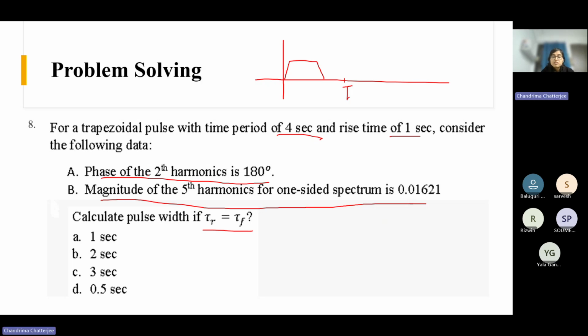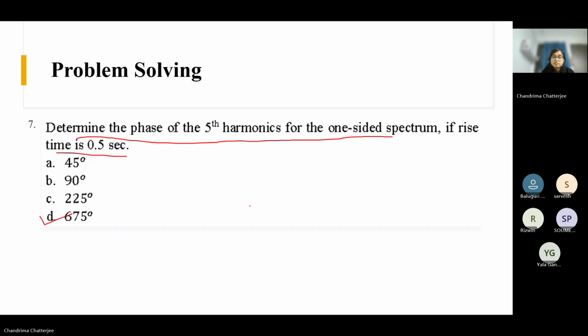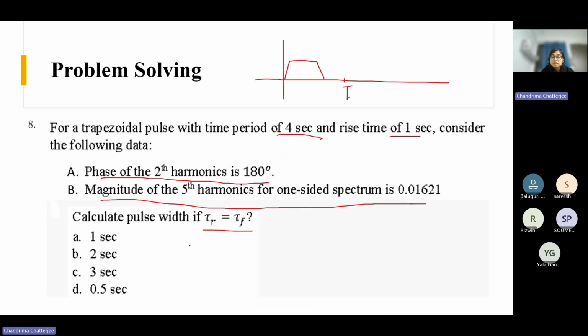Now if you see, phase of the second harmonic is given. Okay. So you refer to this equation. What is the phase equation? n pi (tau plus tau r) by T. That is equal to 180 degree. So n pi (tau plus tau r) by T, that is 180 degree for second harmonic.